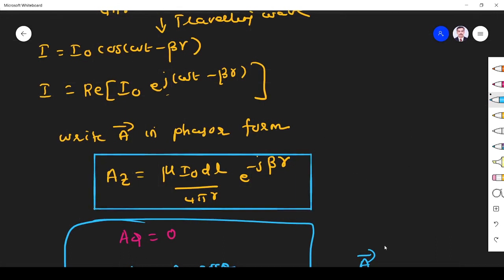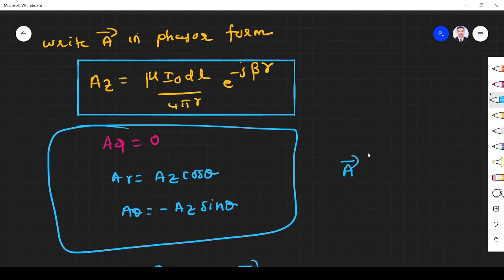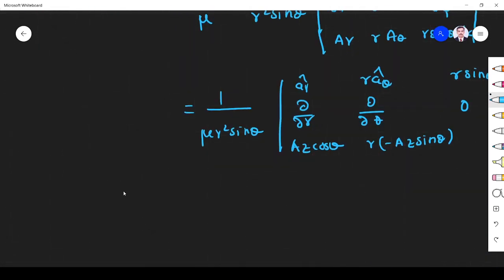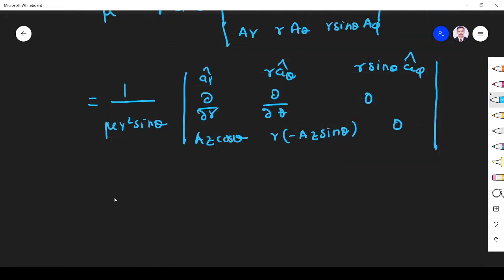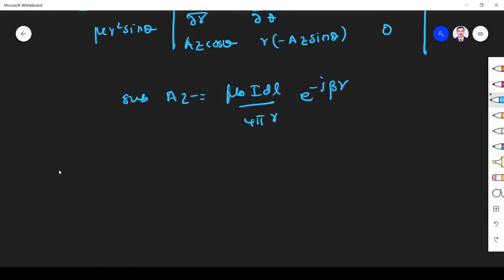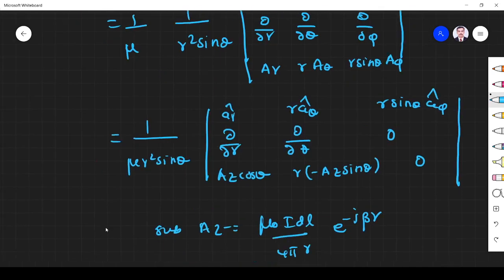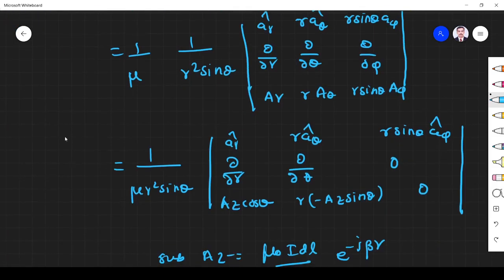Right? So substitute the A z value. Here A z is equal to mu naught IDL by 4 pi r into e power minus j beta r. If you substitute all the values, A z is equal to mu naught IDL divided by 4 pi r into e power minus j beta r, and expand the matrix. What we get is the h phi component only, right?